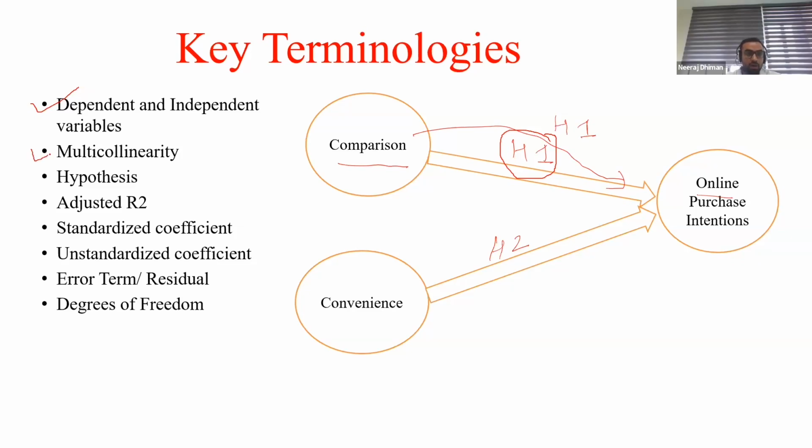Second is multicollinearity. I will present things in very layman language. Suppose we have an independent variable here, and a second independent variable. If these two independent variables are highly correlated, then there is a case of multicollinearity. The presence of high correlations among independent variables is called multicollinearity.